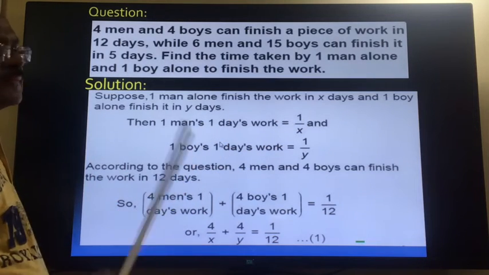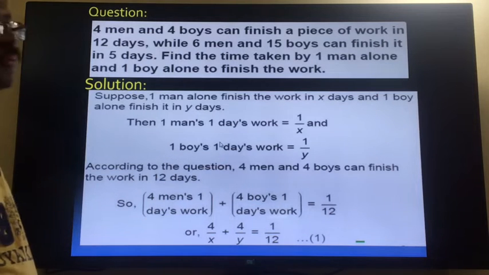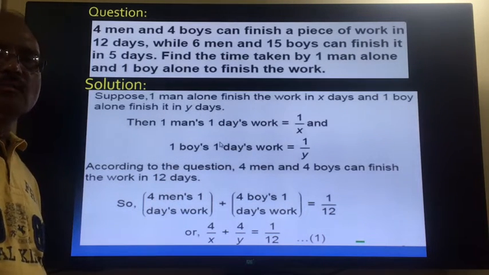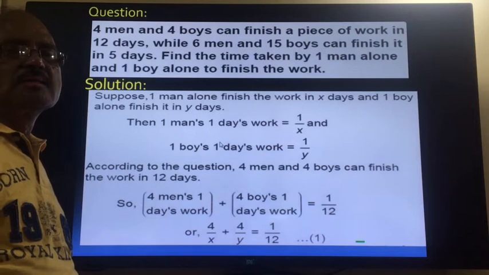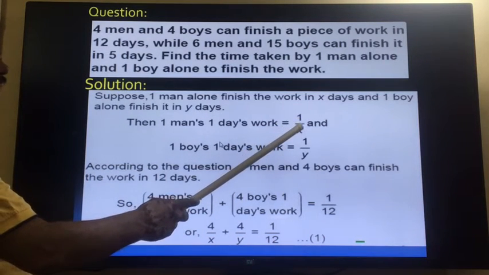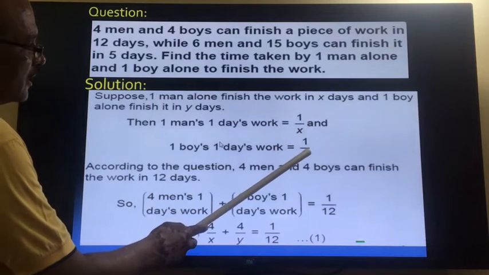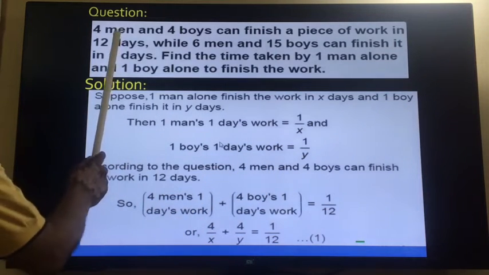in 1 day. Similarly, we will find out 1 day's work of 1 boy, because the boy was completing the work in y days. So y days' work of 1 boy is equal to 1 part. So 1 day's work is equal to 1 upon y part. So we got 1 day's work of man and 1 day's work of boy. After that, we will see the condition.